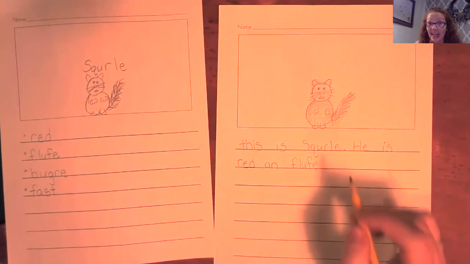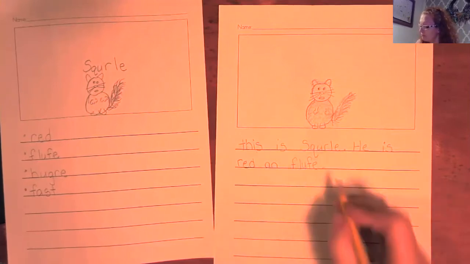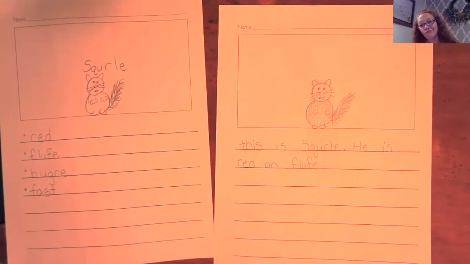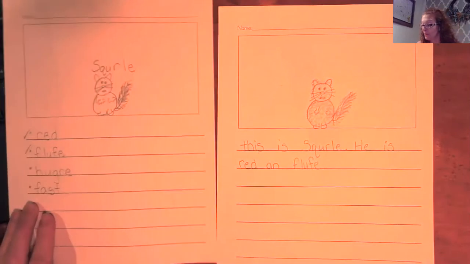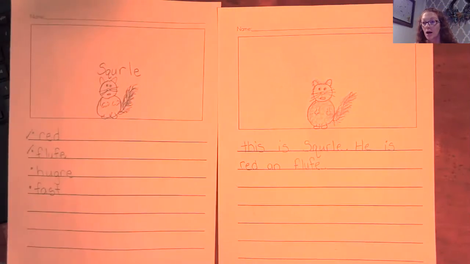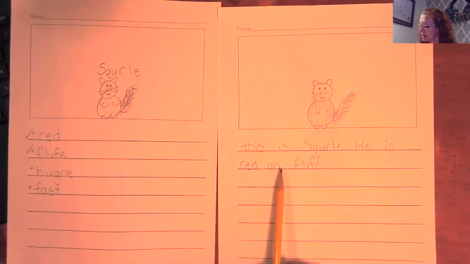I forgot my period. Thank you. He is red and fluffy. Oh, okay. So I did red. I did fluffy. Hungry. He's hungry. He's a hungry squirrel, right? This is Squirrely. He is red and fluffy.